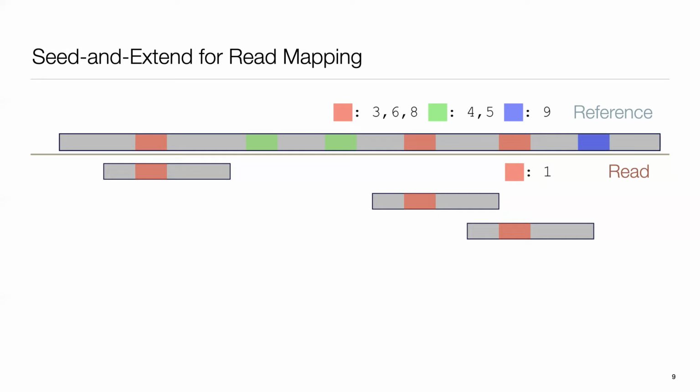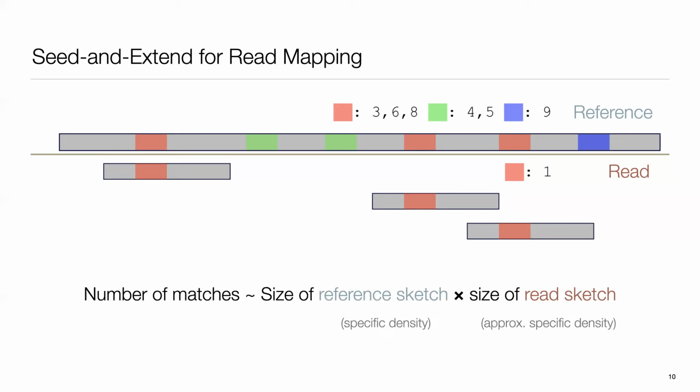So one thing I would like to optimize naturally is to minimize the number of these matches I need to make. So under certain assumptions, we can write down a formula that the number of matches you will need to do in these read mappers is proportional to the size of the reference sketch.